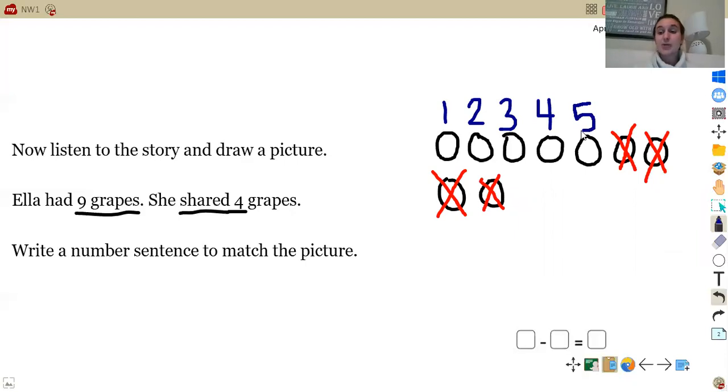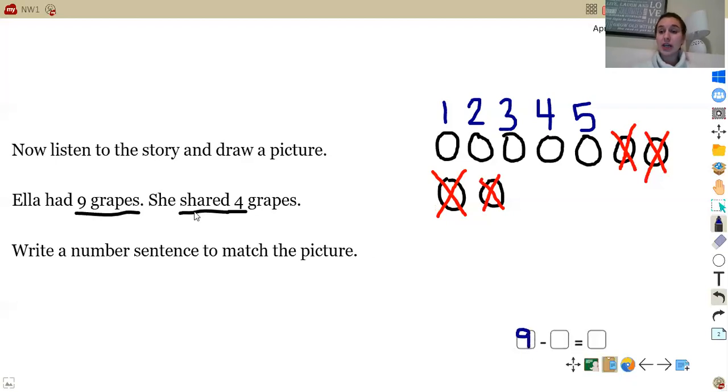5. So now it's time to fill in my number sentence. Remember back to our previous lessons that when it comes to subtraction problems, you always start with your biggest number or your total. Remember back to our story, Ella had 9 grapes. So the story told me our total, or the first number to start with. So I'm going to write 9 here.